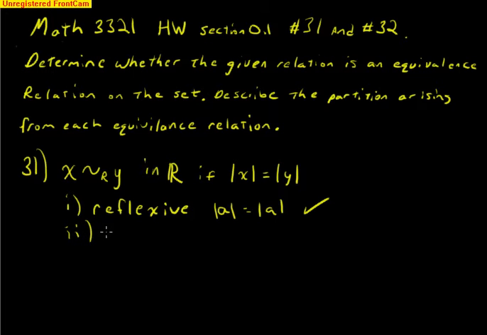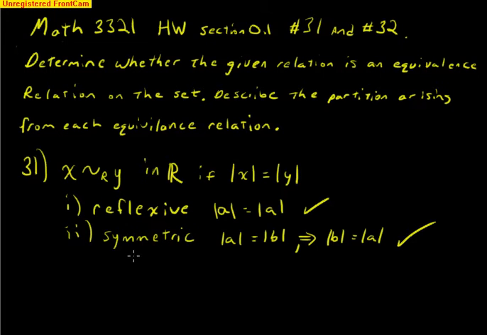Is it symmetric? Is the absolute value of a equal to the absolute value of b? If this is true, then is absolute value of b equal to the absolute value of a true? Well, if this is true, yes, that is true also. By proof of this equal sign, yeah.